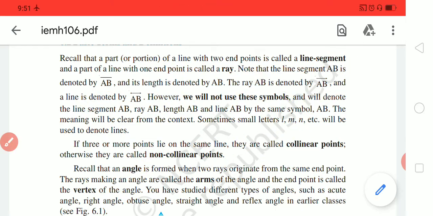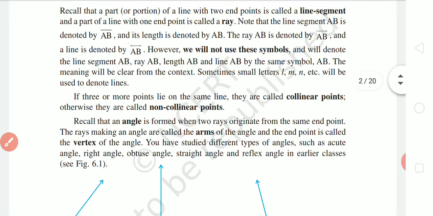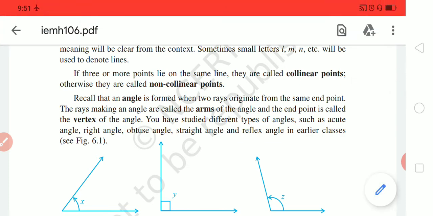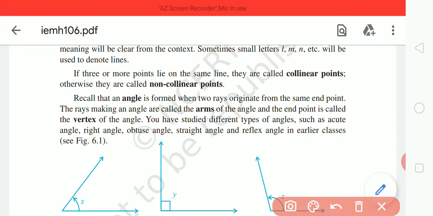Now collinear points are the points that lie on the same line segment or a line. Collinear points. So collinear points are the points that lie on the same line segment, and if they do not lie on the same line, then they are non-collinear.